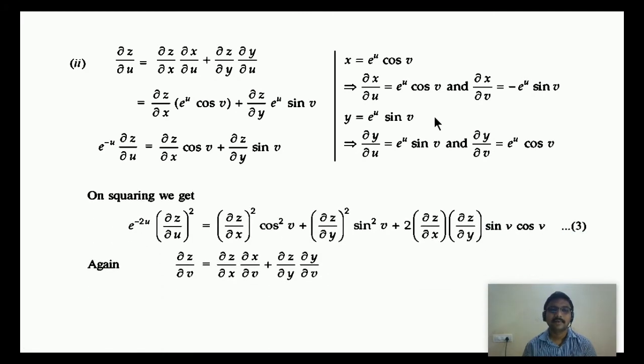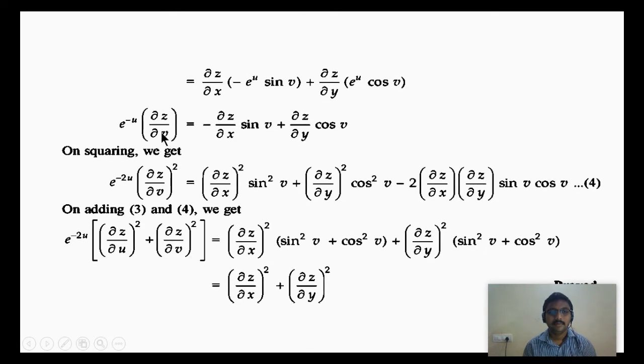Now on squaring, we get the expression. The value of ∂z/∂v is also obtained. Let it be equation 3. This is multiplied with e^(-u), so that we have e^(-u) into ∂z/∂v. On squaring, we get e^(-2u) (∂z/∂v)^2. Let it be equation number 4.